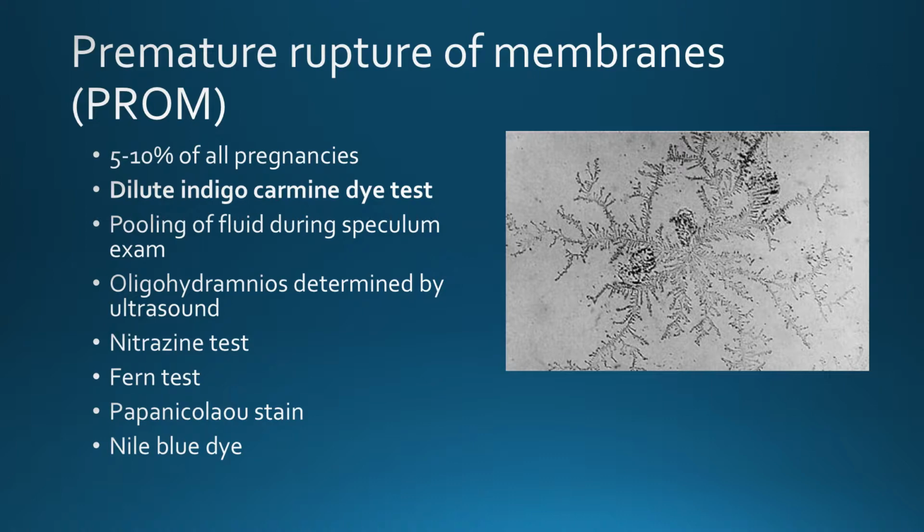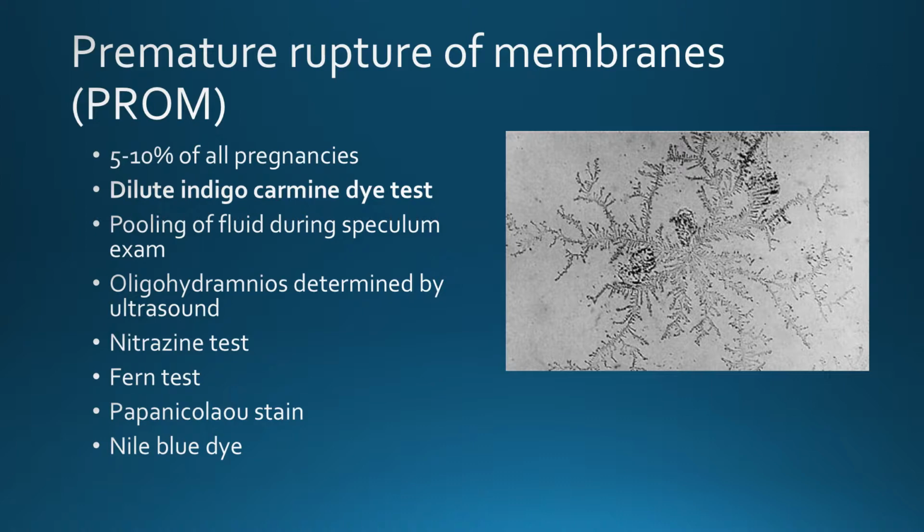And so this would be considered a positive Fern test, and you could presume premature rupture of membranes. You could do a Pap stain on the fluids that you collected from the speculum exam, and you'll be able to see amniotic cells that would stain a variety of colors, from green to orange to pink, whereas vaginal cells would stain uniformly green or blue-green.